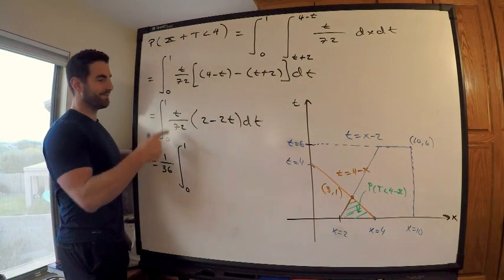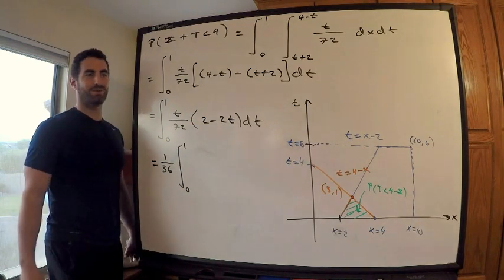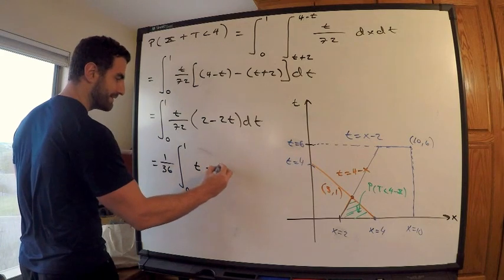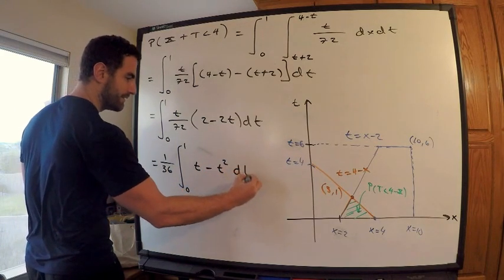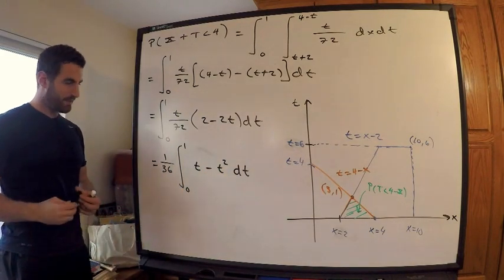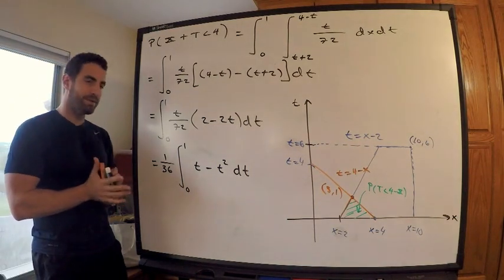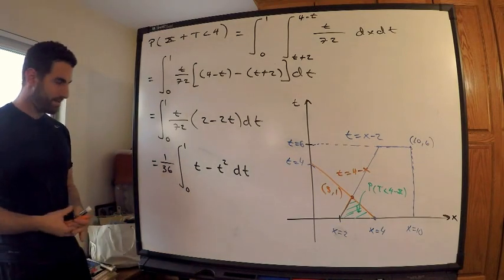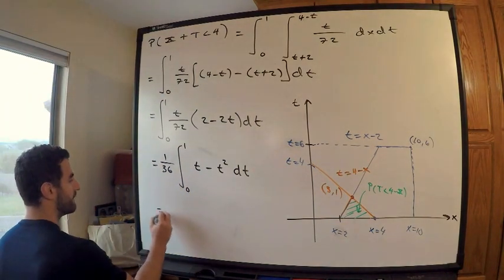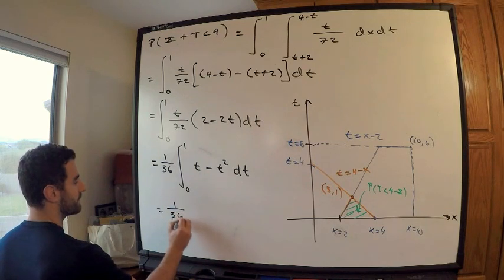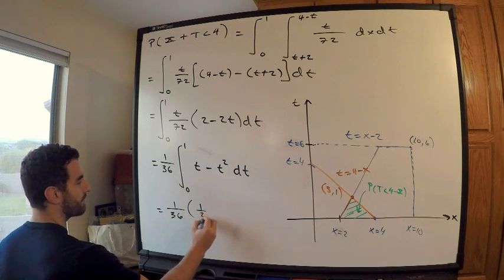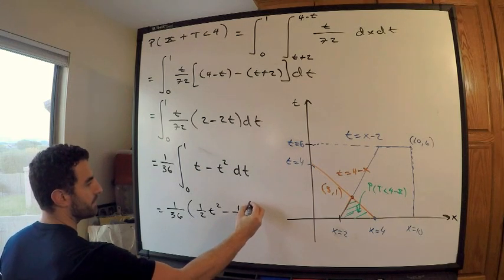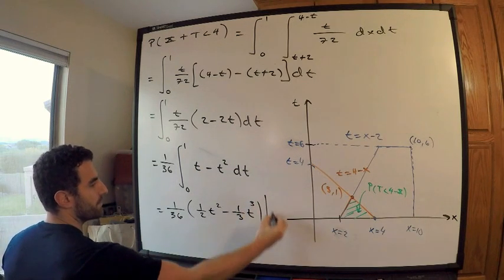All right, so I'm going to distribute the t. Just ignore all that. So this is going to be t minus t squared dt. All right, so we're in good shape. Just integrate this. This is easy peasy at this point. So this is exactly 1 over 36 times the integral. This is going to be 1/2 t squared minus 1/3 t cubed from 0 to 1.